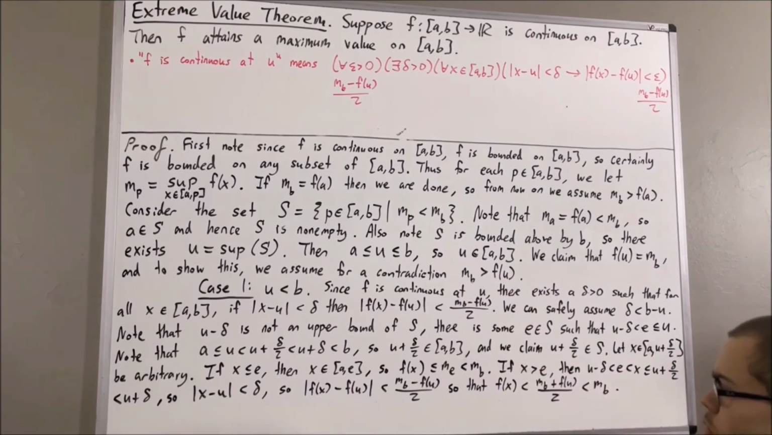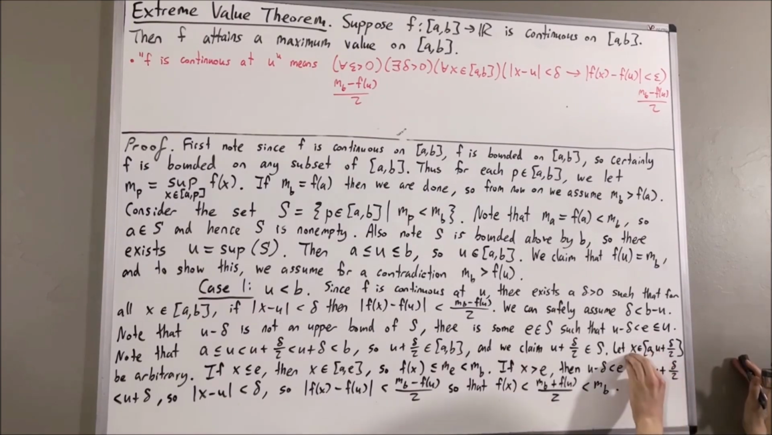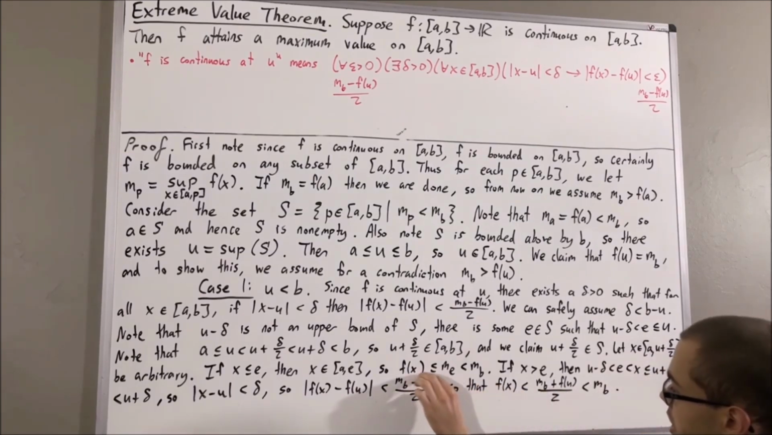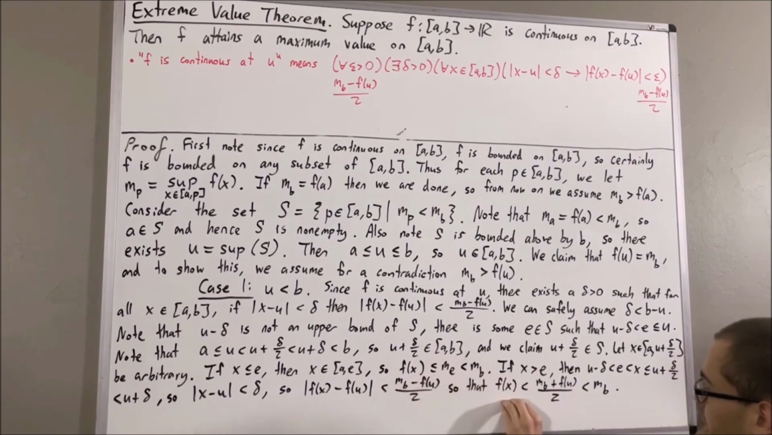So, what this shows us is no matter what element x in a comma u plus delta over 2 we have, it is always either the case that f of x is less than or equal to m e, or f of x is less than m b plus f of u over 2. So no matter what, f of x is less than or equal to the maximum of m e and m b plus f of u over 2.